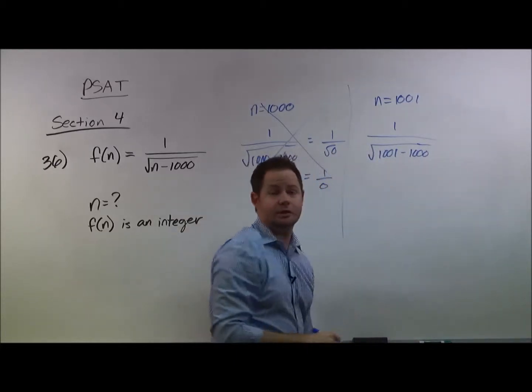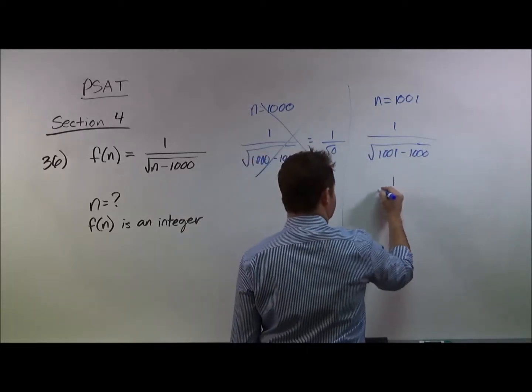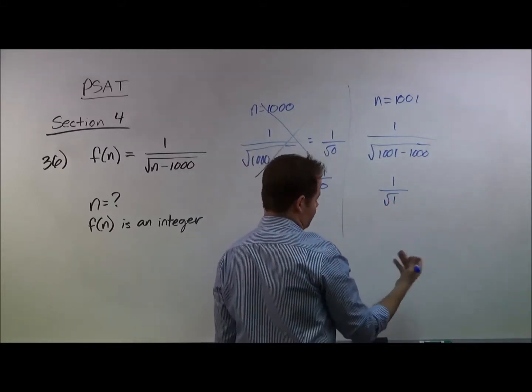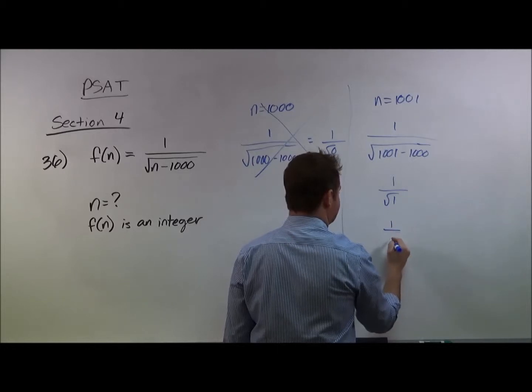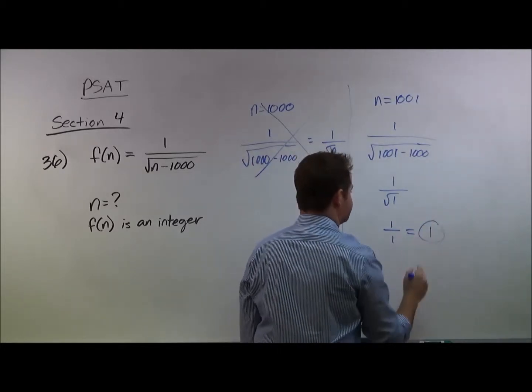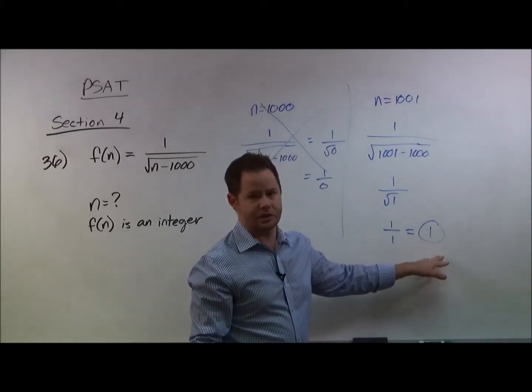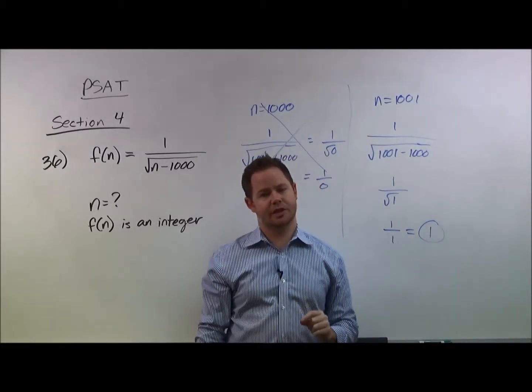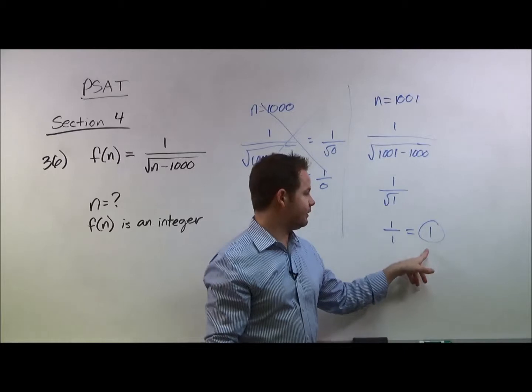1,001 minus 1,000 is 1. So that would give us 1 over the square root of 1. The square root of 1 is 1. So that'll give us 1 over 1, which is equal to 1. 1 is an integer value. Now we have to make sure we know what the question's asking us for. So we figured out that this worked.